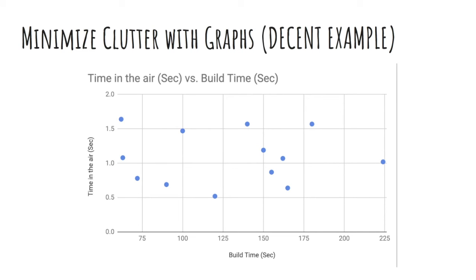This one is going to be a better example. Again, this is time in the air and build time, the same two we were looking at with the tables. And as you can see, again, we don't have any correlation there. It's just a bunch of points located everywhere. If there were correlation, you'd have some type of line or curve that you could see. But we've already discovered that it doesn't have correlation.